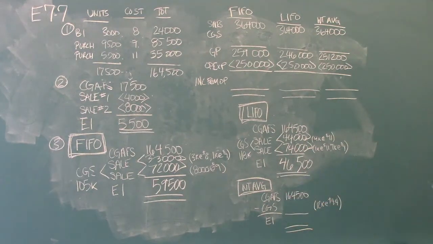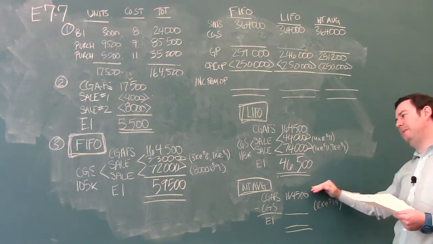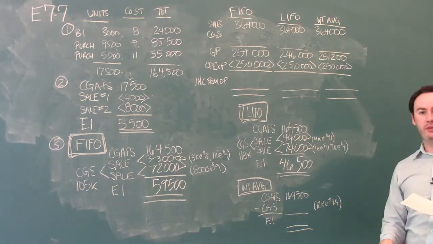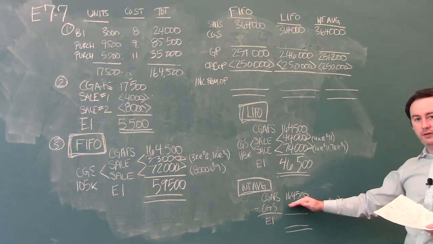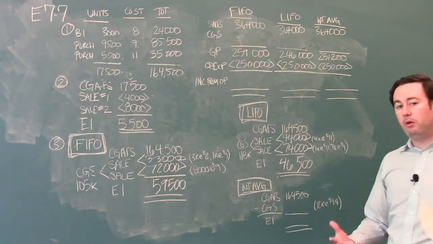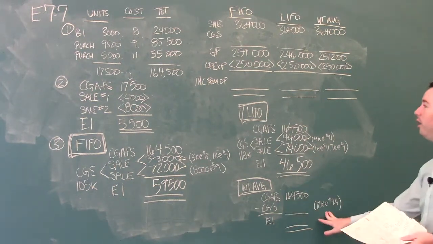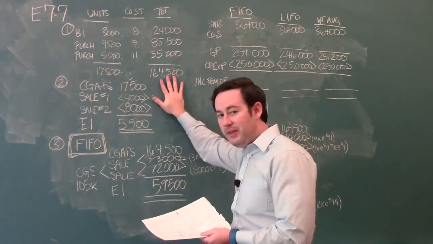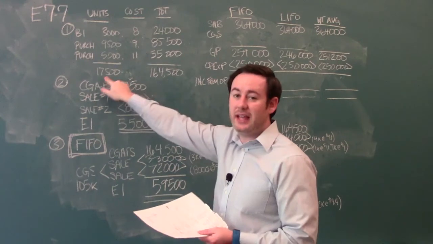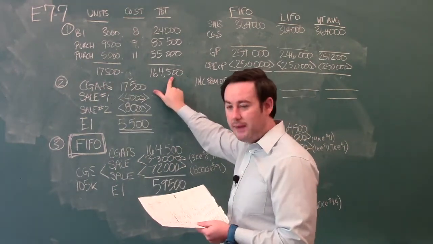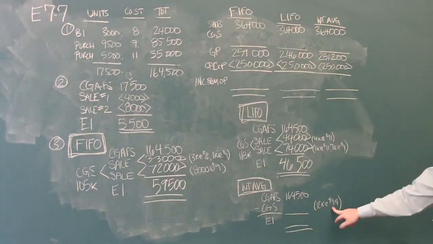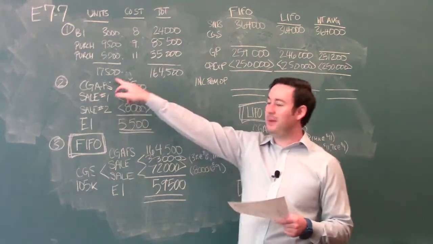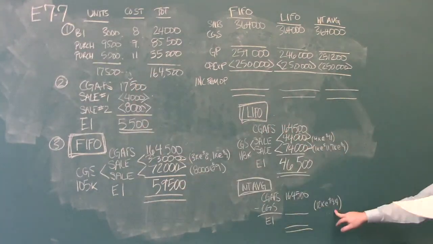Moving on to weighted average. Weighted average, again, starts at the same starting point, but we have one small calculation we have to do before we can actually get cost of goods sold, right? We have to determine our amount per unit. Okay, so in order to get that, we take the 164,500 that we had here for cost that was available for sale, and take 17,500 and divide it into that amount, right? Should give us 9.4 per unit. If you take 164.5 divided by 17.5, you should get 9.4 per unit.